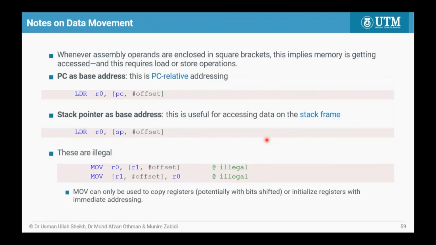Okay, so whenever assembly operands are included in square brackets, this implies memory is getting accessed, and this requires a load or store operation. So every time you look at this square bracket, you know that it belongs to a memory address. You need to go to that memory address pointed by your registers. This is the meaning behind these brackets. It indicates the indirect addressing mode, which means that you go to the value pointed by your registers. That value is inside your memory address.